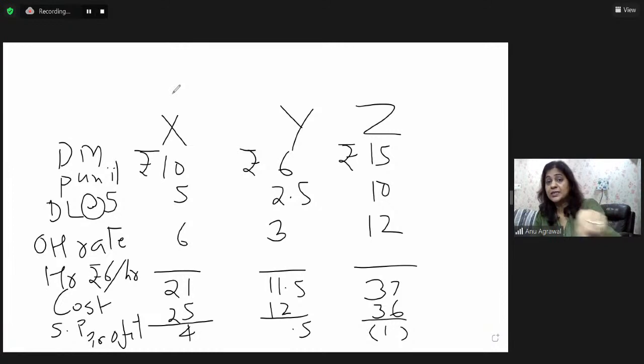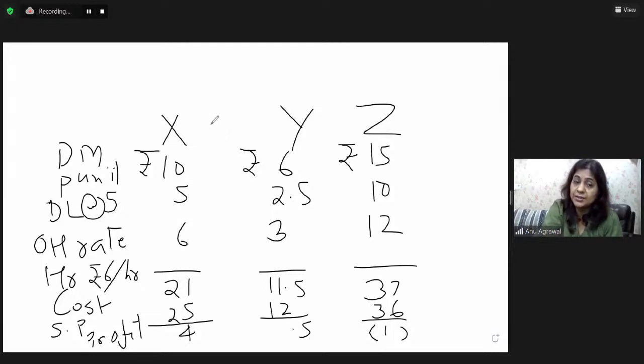And this particular thing suggests that I should not produce and sell Z. This says I should not produce and sell Z. Why? Because Z is giving me a loss. I can see the best product happens to be X. Y is also fine because it is giving me 50 paisa.